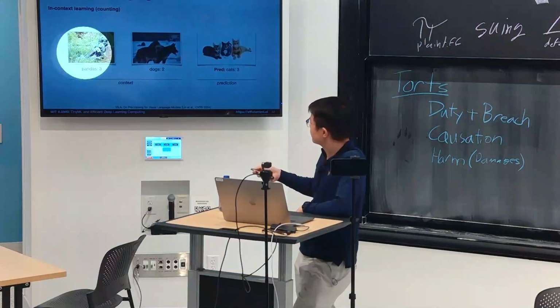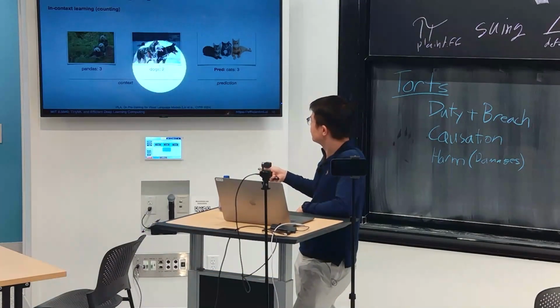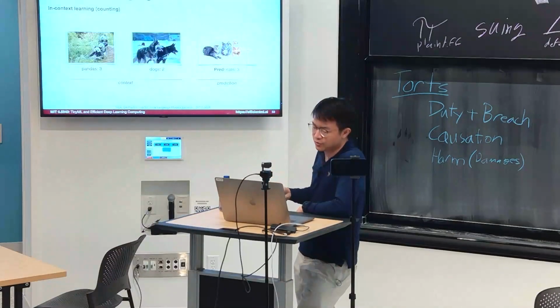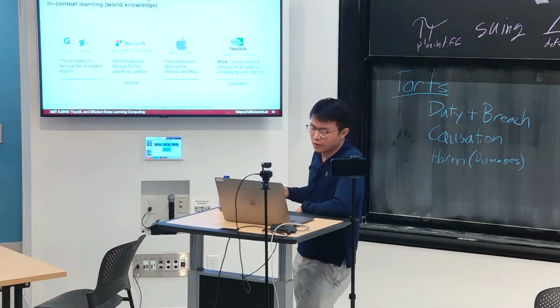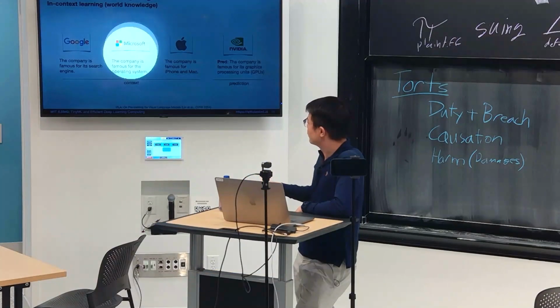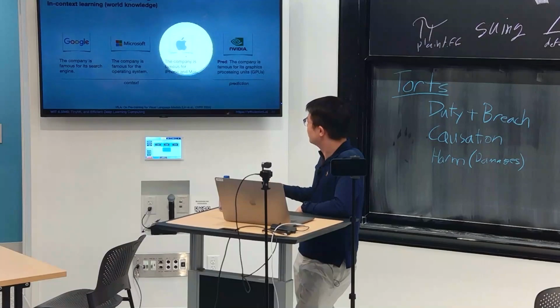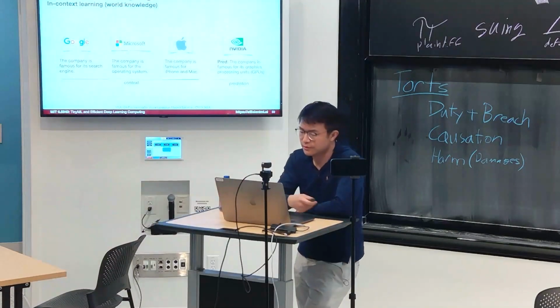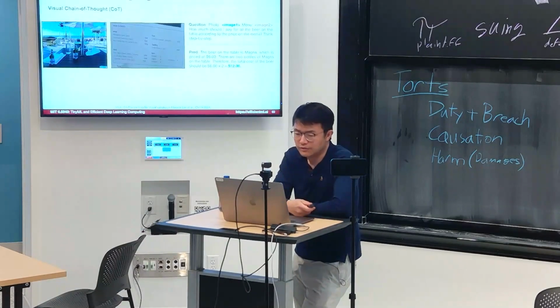Pandas 3, dogs 2. This is the context. This is the prediction, cats 3. And also this is the context: companies famous for search engine, Microsoft logo; famous for operating system, Apple logo; famous for iPhone and Mac, NVIDIA logo; famous for GPUs. The VILA model can also perform visual chain of thought.